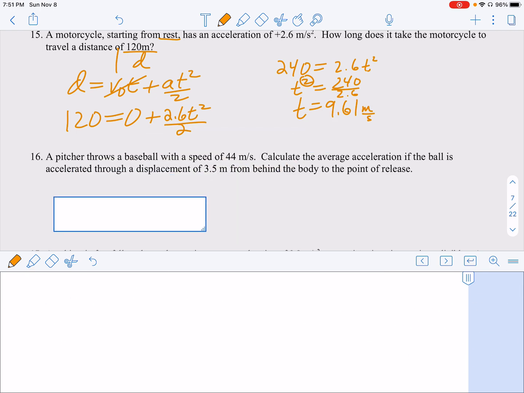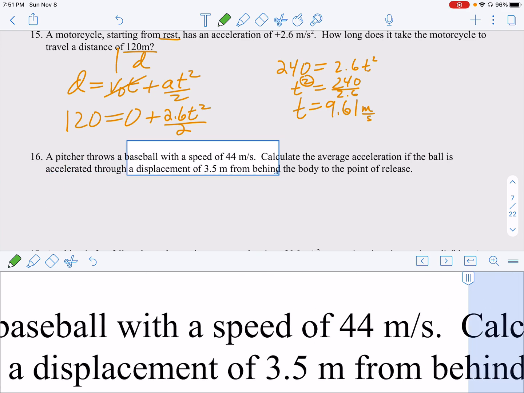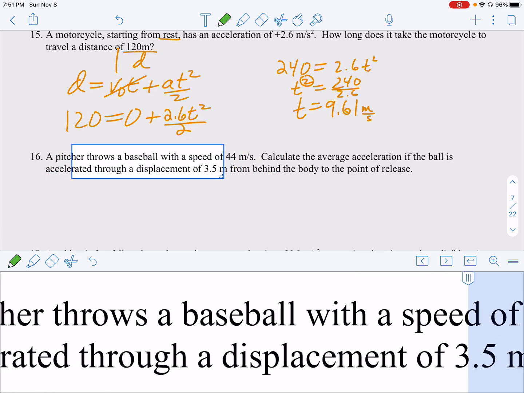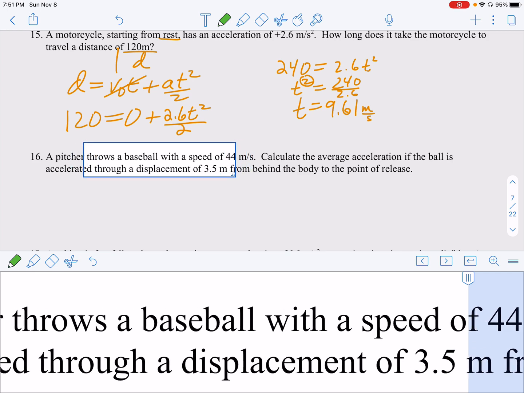Okay, these are kind of easy, right? I hope you agree with me. If not, you need to practice these. Go to the blank paper and try them on your own with the equation sheet in front of you.